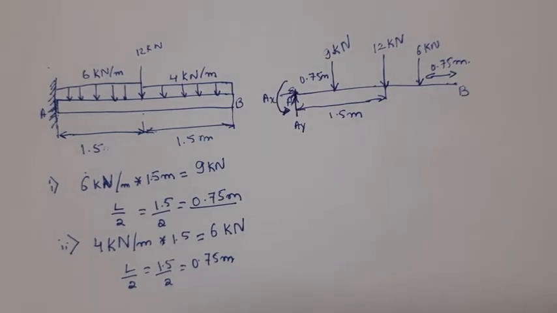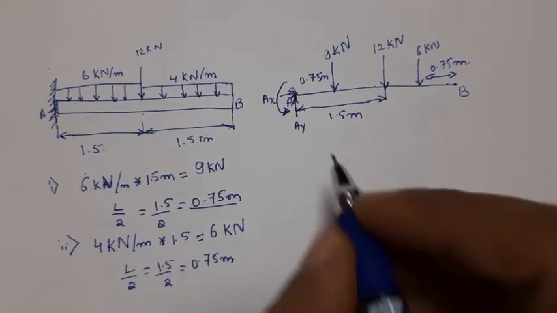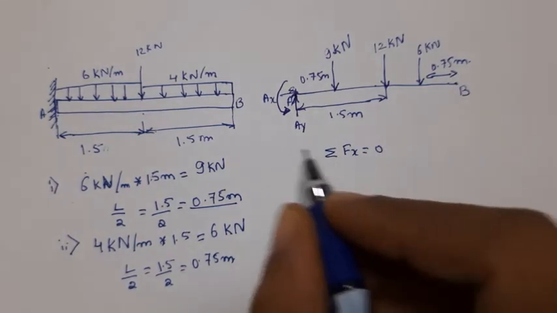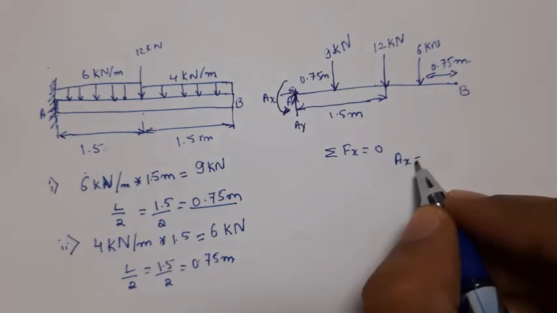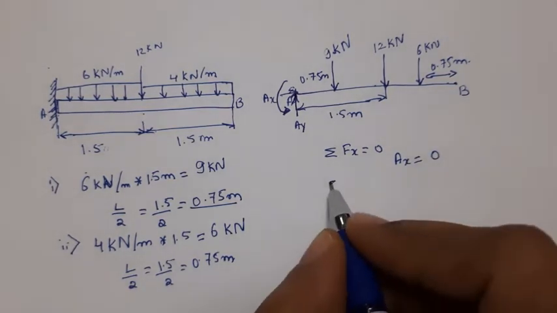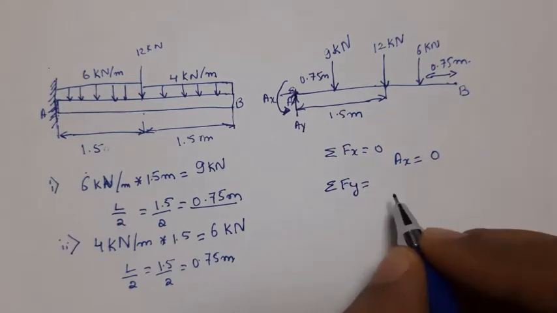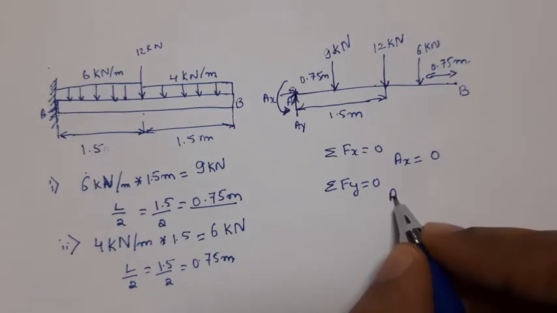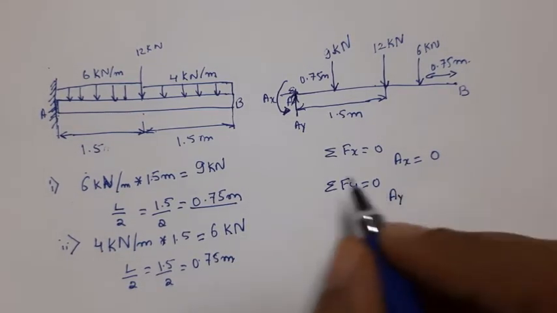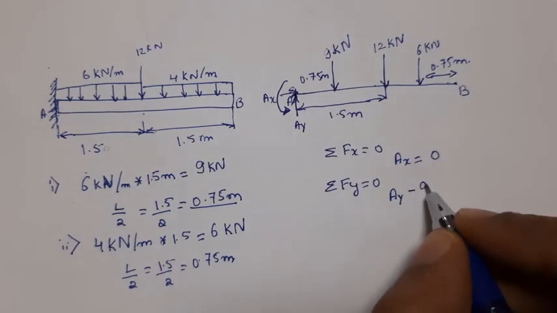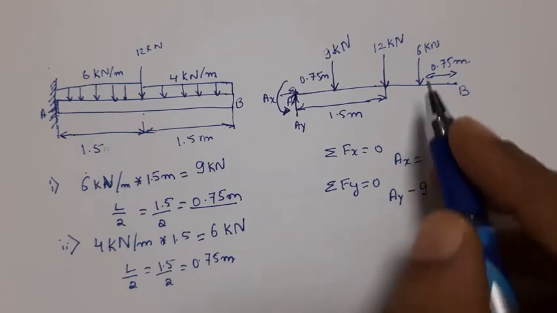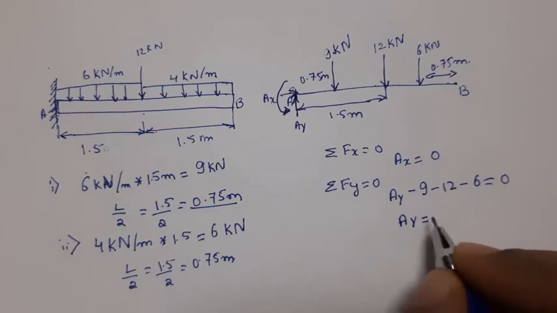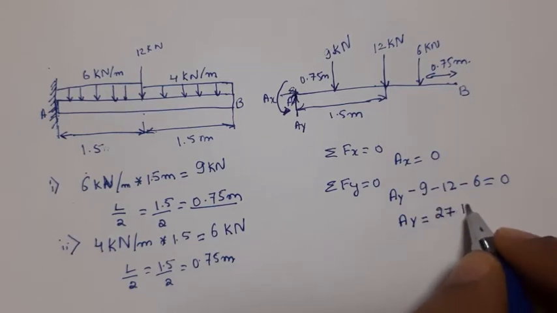Now let us apply the equilibrium conditions. First and foremost we'll take sigma Fx equal to 0. There is no force, so Ax is equal to 0. Then we'll take sigma of all the forces acting in the y direction, which is also equal to 0. Ay is the reaction force acting upwards, so positive, minus the forces acting downwards, minus 9 minus 12 minus 6, equal to 0. So Ay, the reaction force, is equal to 27 kilonewton.